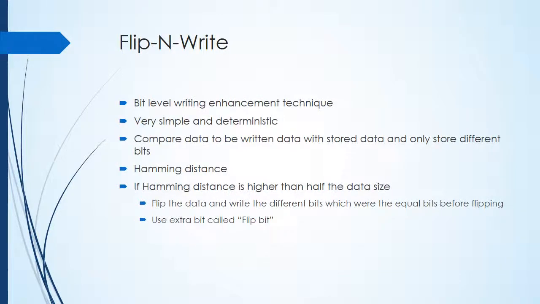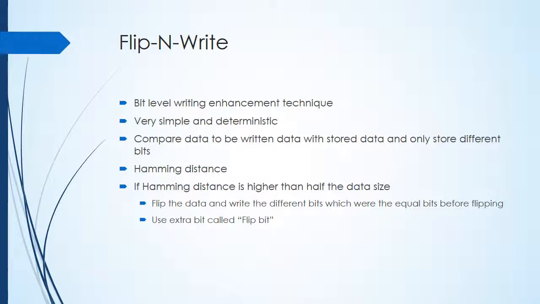The first technique that we're going to use for improving writing is the flip and write. The flip and write is basically a bit level writing enhancement technique, and it's very simple and deterministic, meaning that we can use a mathematical equation to predict how many bits we're going to save and not write to the memory by using this technique.